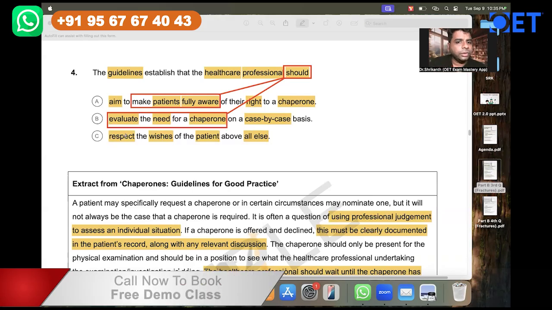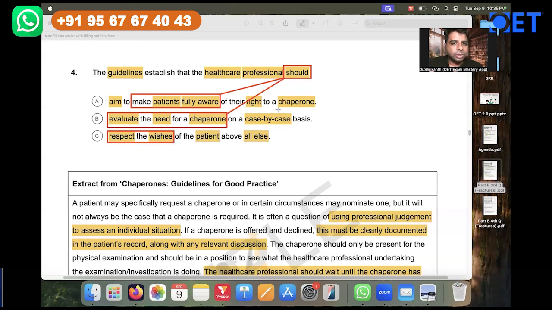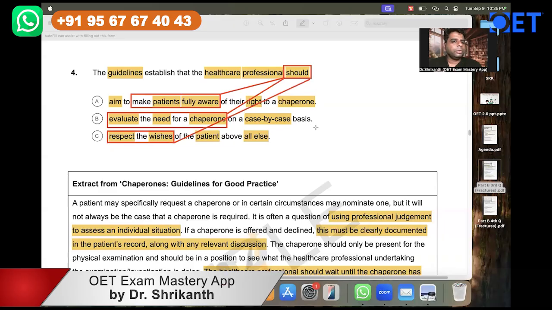Respect the wishes of the patient above all else. So here, what is the action over here? Respect the wishes of the patient. That is, the number one priority is to respect the wishes of the patient. Right. Now you see, long sentences are now very small sentences.